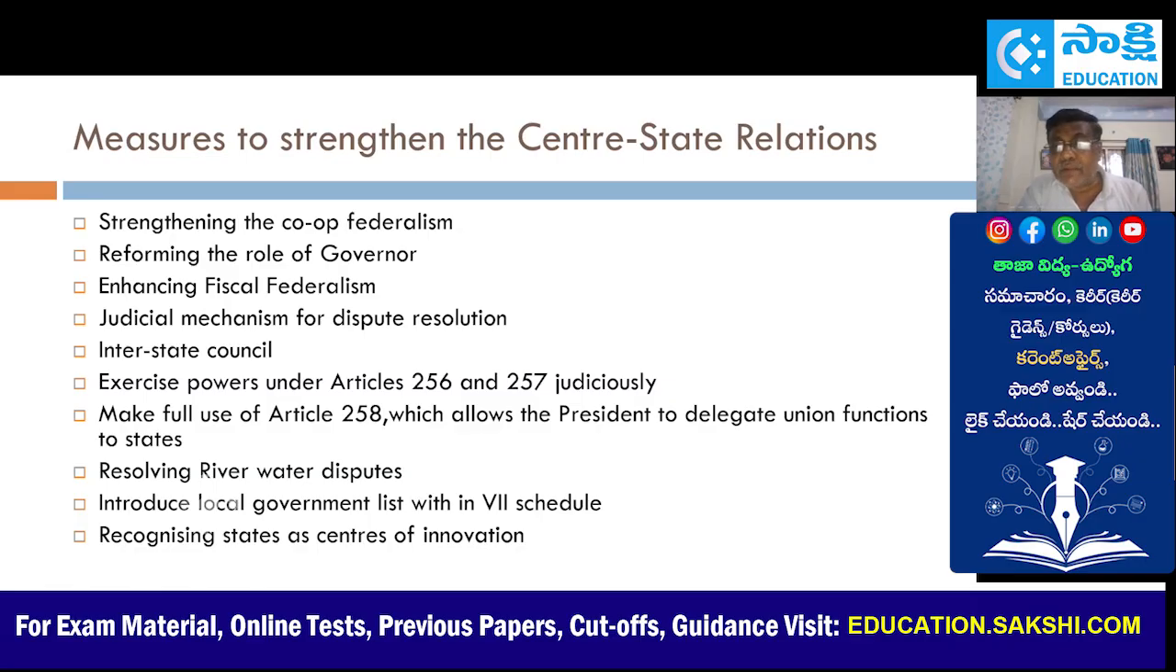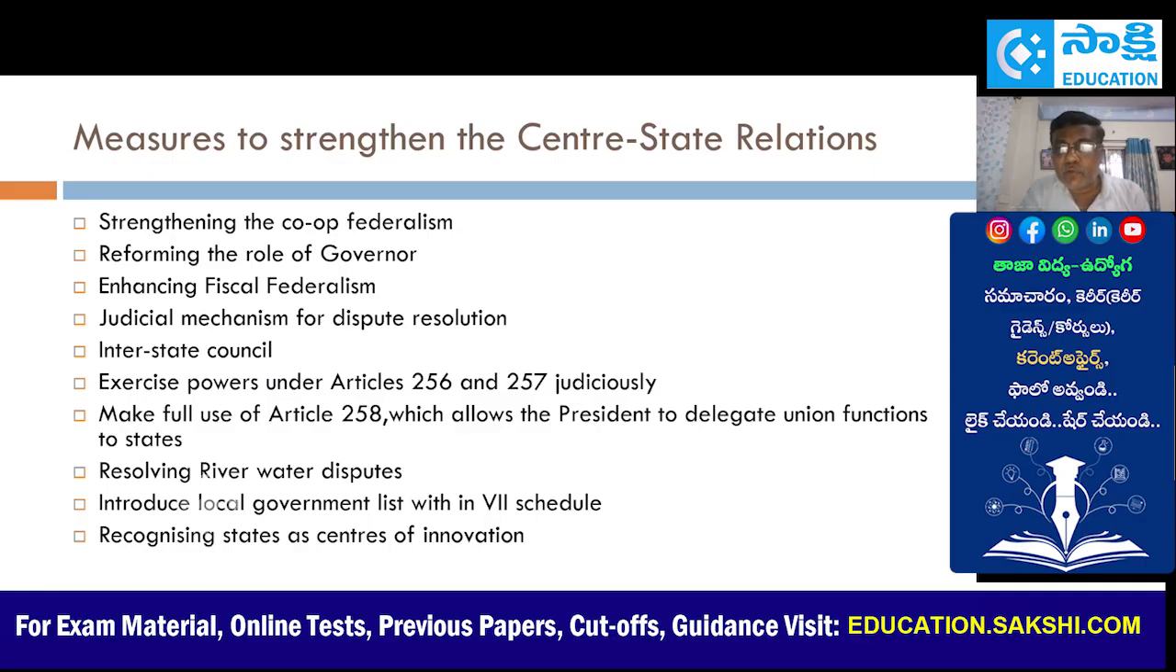We have to promote mutual delegation of administrative functions between the Union government and state government. At the same time, make full use of constitutional provisions like Article 258, which allows the President to delegate Union functions to states and vice versa for more efficient administration. And there is a need to resolve central-state disputes also. And we have to consider further decentralization by introducing a local government list within the 7th Schedule of the Constitution.